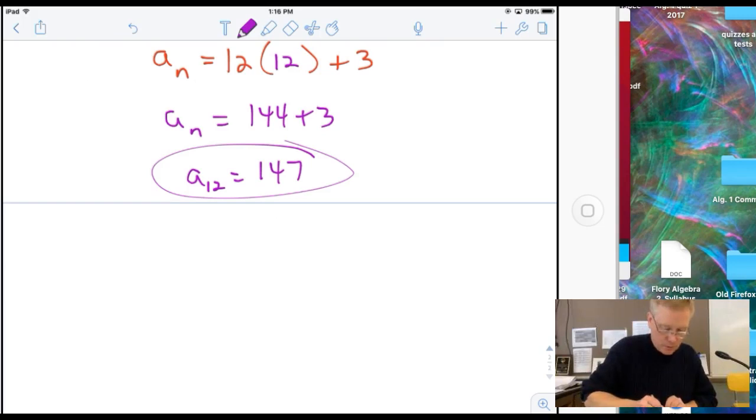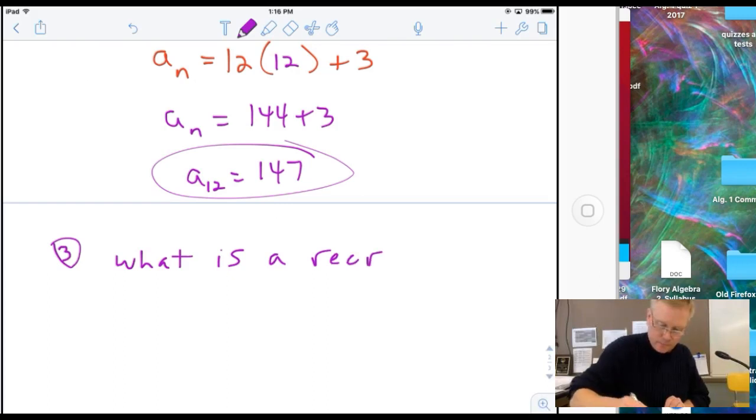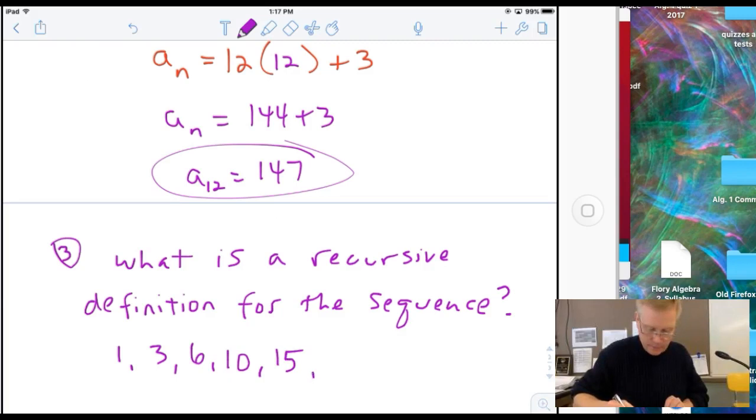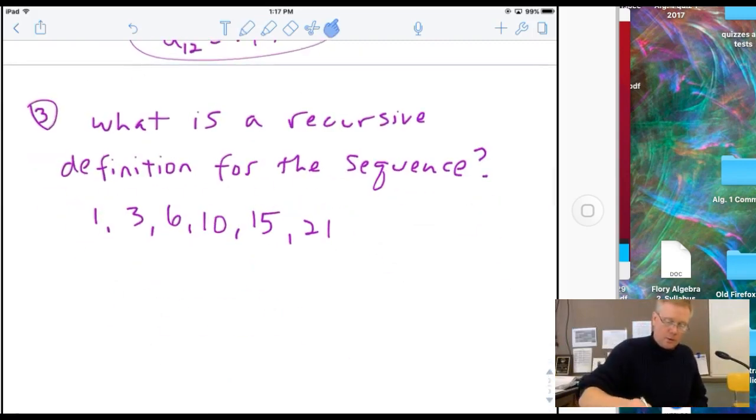Third one, this one has to do with recursive. What is a recursive definition for the sequence? And the sequence is 1, 3, 6, 10, 15, 21.